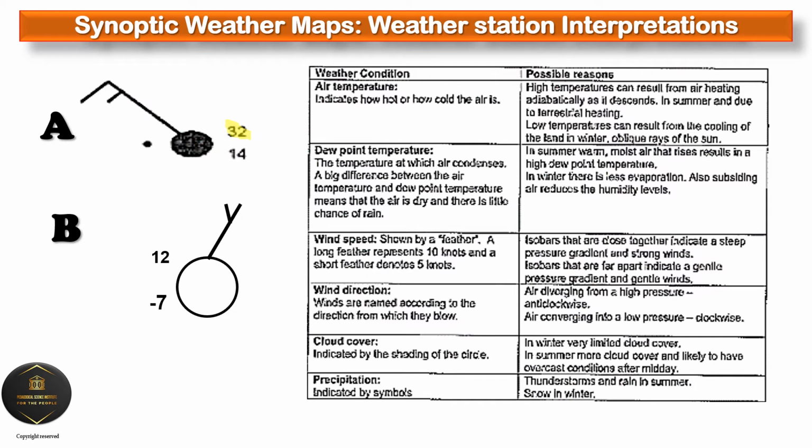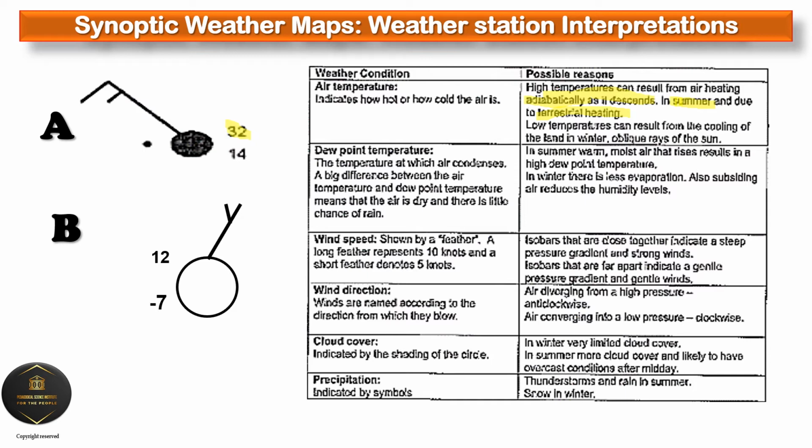So you must know that firstly, temperatures are usually high in summer. And why are they high in summer? It's due to what? Due to terrestrial heating, right? Now terrestrial heating is usually the cause for high temperatures, right? While in winter, when you have high temperatures, what is the cause for that? It's usually adiabatic heating as air descends. So adiabatic heating may lead to you having high temperatures while the dew point temperature is really low.